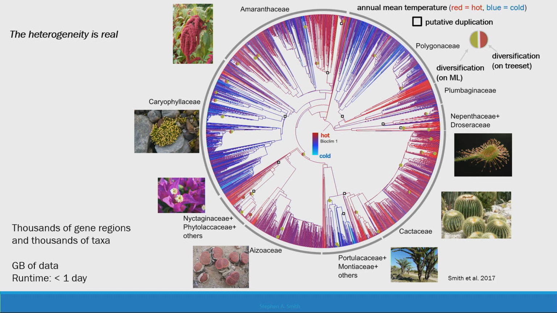And it just so happens that one reason why we're getting all of this heterogeneity and all this uncertainty is that a long time ago, in a lot of these lineages, where you see the black box, there was a gene duplication or a genome duplication.